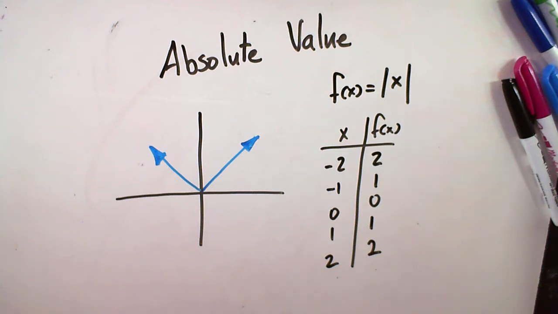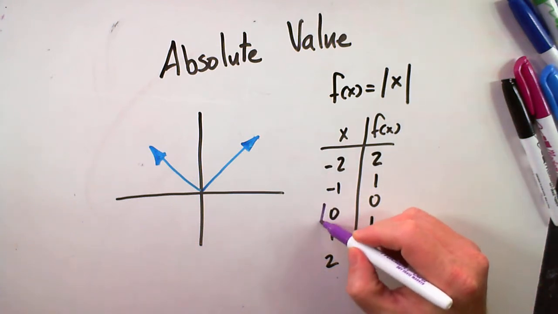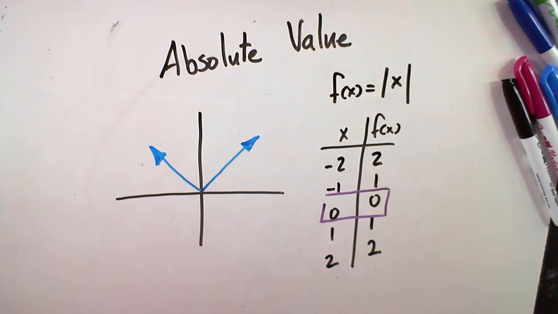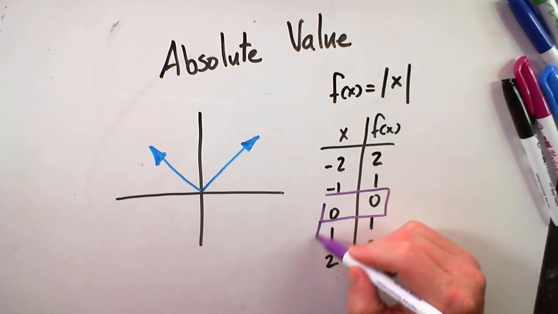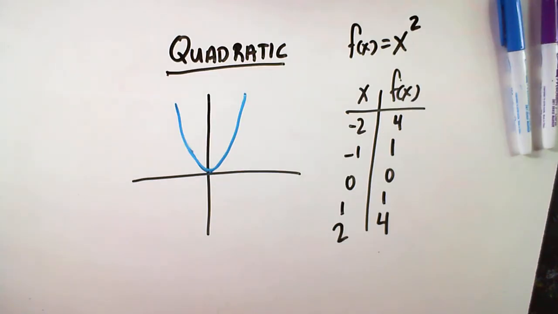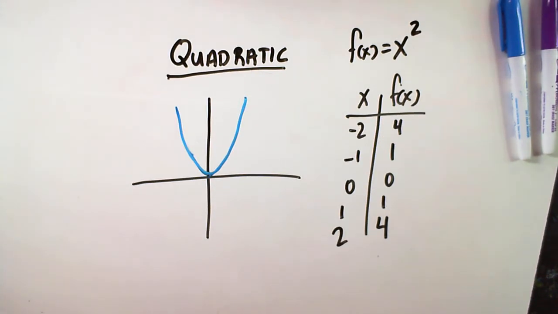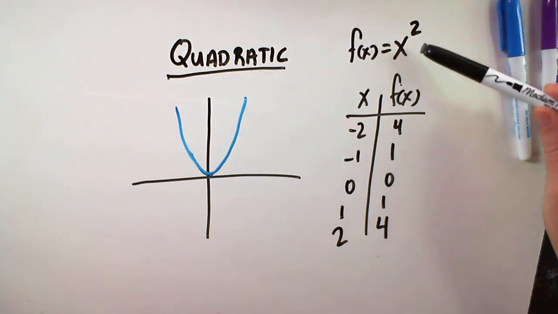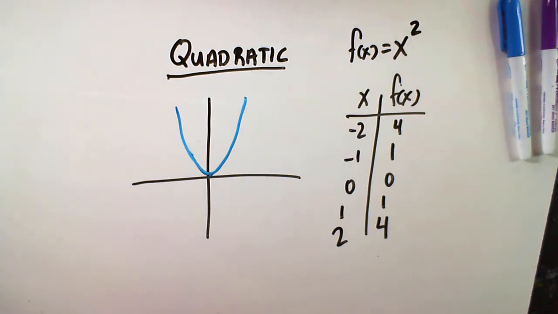Again, on each one of these, notice 0, 0 is a point on this function, and so is the point 1, 1. We saw that in the linear function. Notice when we plug into this absolute value function, we have that 0, 0 point and that 1, 1 point again. We have what is called a quadratic function, and a quadratic function is one that has a square in it. So as you can see, the parent function for the quadratic is f of x equals x squared.